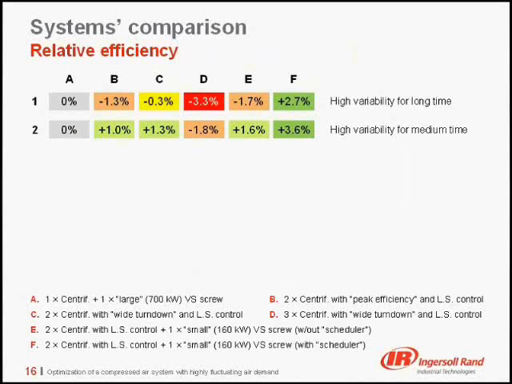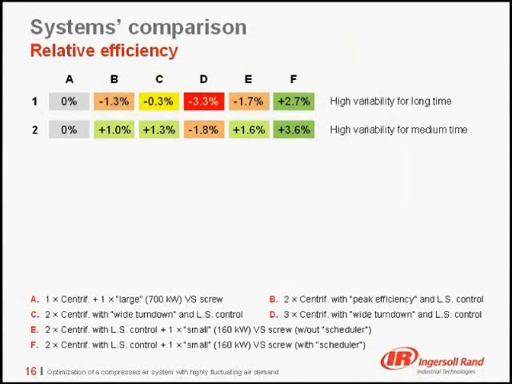This is the comparison for case number 2, the case characterized by the same high variability but for less time. For example, we said in the case your plant has 1 night shift with low air demand and 2 day shifts with higher air demand.